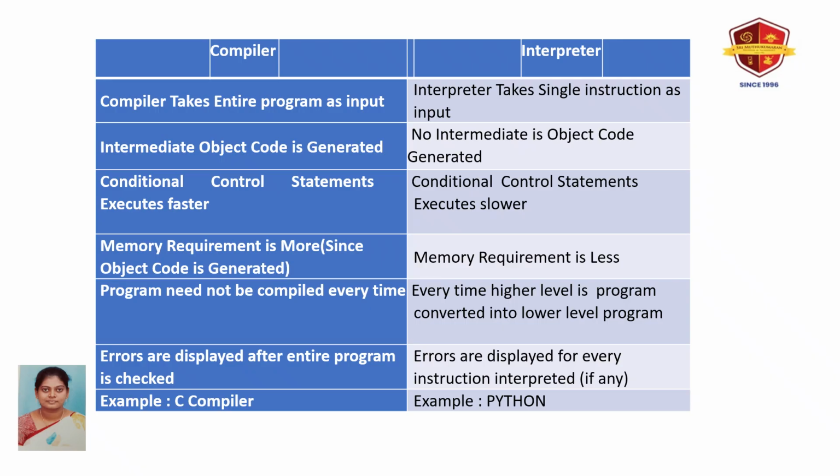A program need not be compiled every time using a compiler, whereas every time the high-level program is converted into a lower-level program using an interpreter. Errors are displayed after the entire program is checked using a compiler. If you use an interpreter, errors are displayed for every instruction. For example, the C compiler. For an interpreter, the programming language we use is Python.